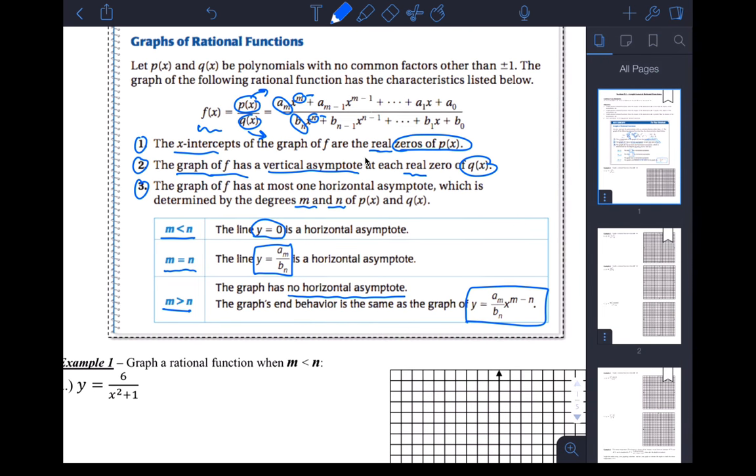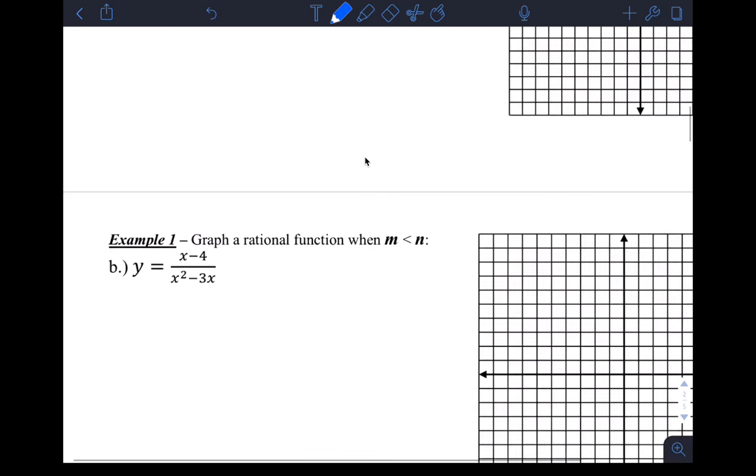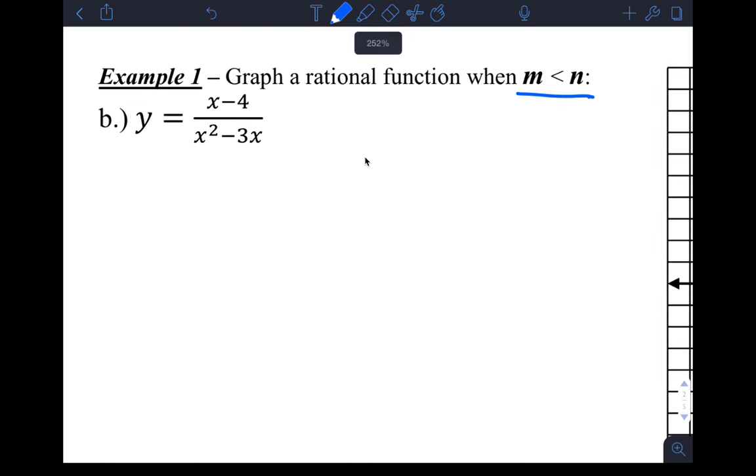Let me clear all that stuff off the slide, and then we can get into this. So we did example 1A in class. I think I'll do example 1B with you. So let's look at example 1B, and that is a case when m is less than n. So let's look at this function and make sure we can identify all the parts. So p of x is x minus 4. Q of x is x squared minus 3x.